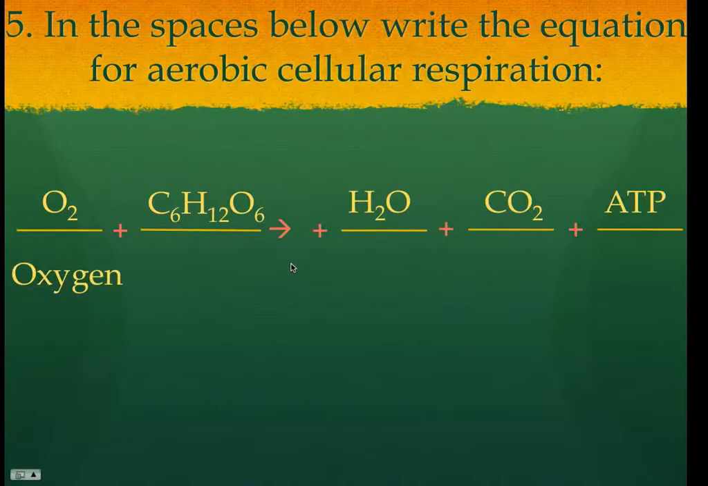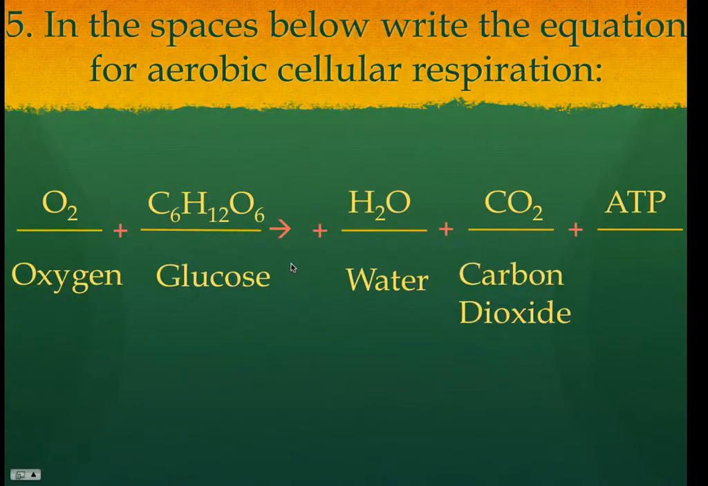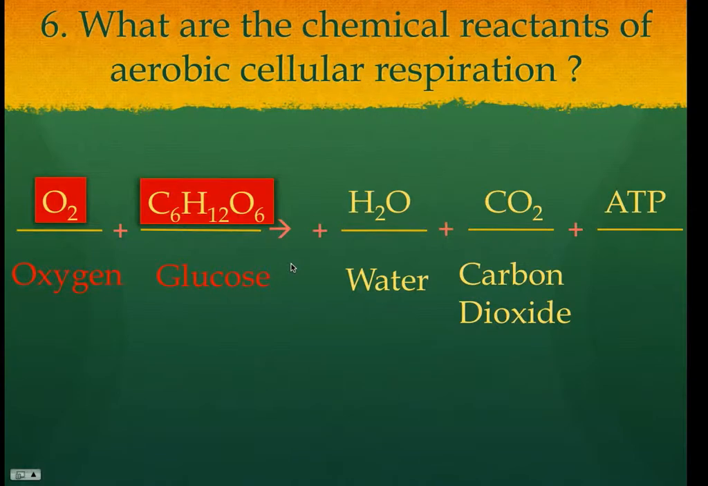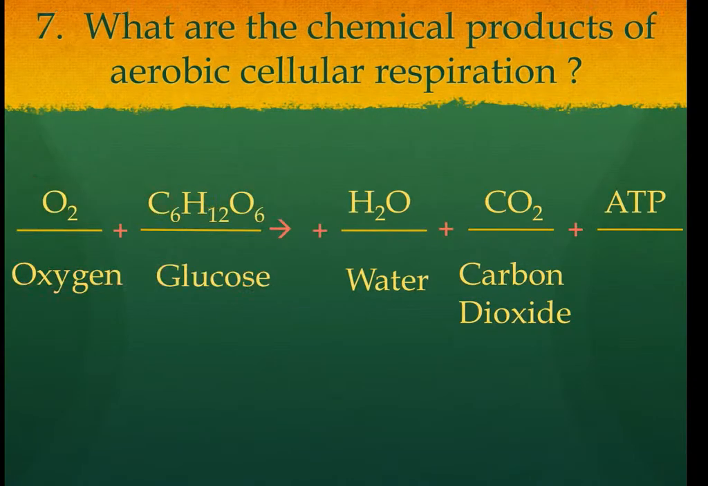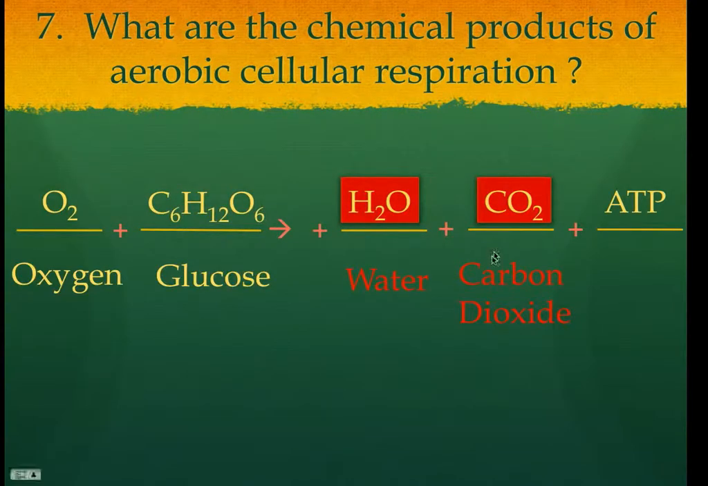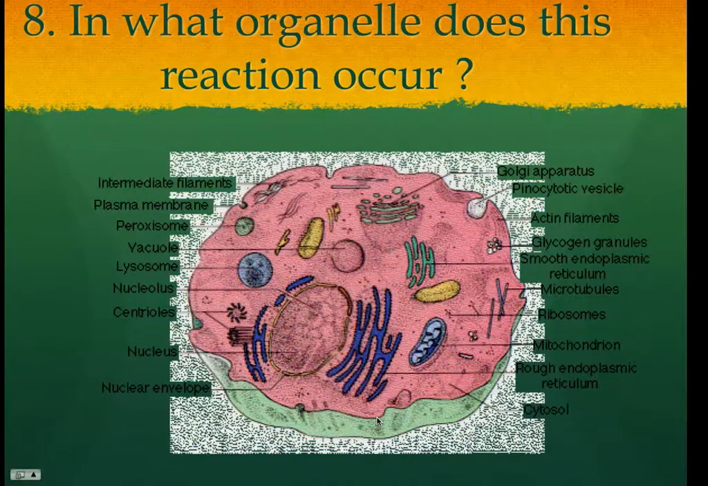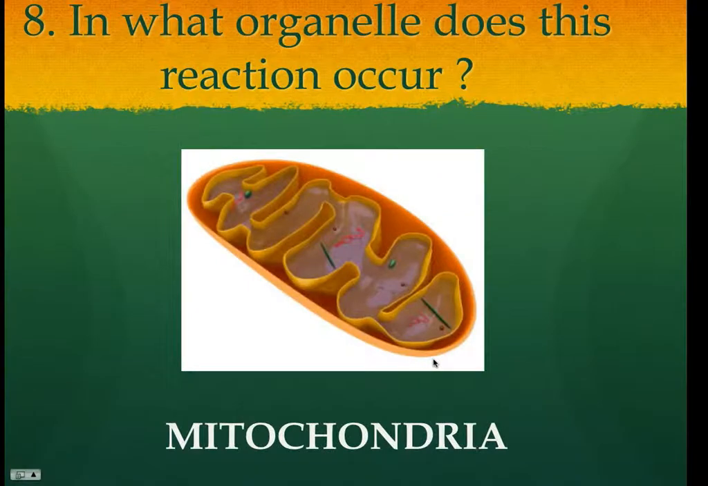As we put names to them, again, oxygen, glucose, water, and carbon dioxide. Reactants, oxygen and glucose, and the products, of course, are water and carbon dioxide. And now where does this reaction occur? Where does aerobic cellular respiration occur? Well, these little bean guys down here, aka mitochondria, and there's some here. And here's a nice little cartoon picture of a larger mitochondria.